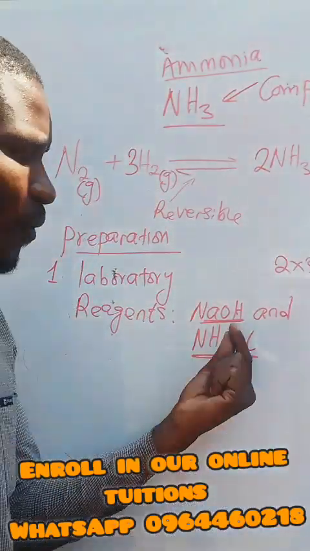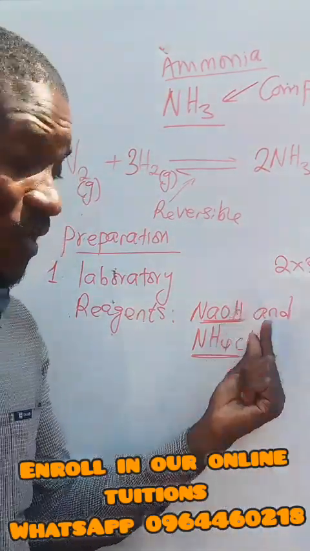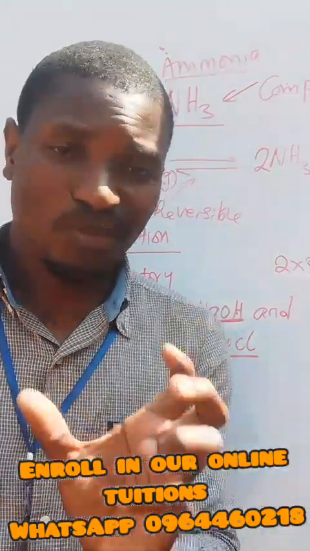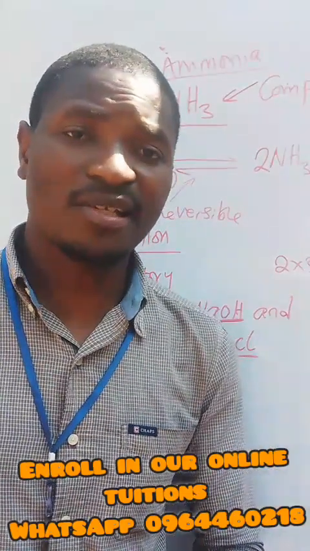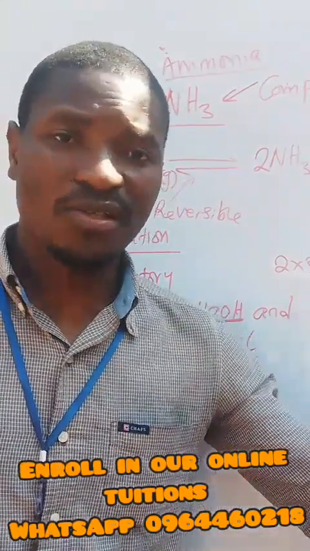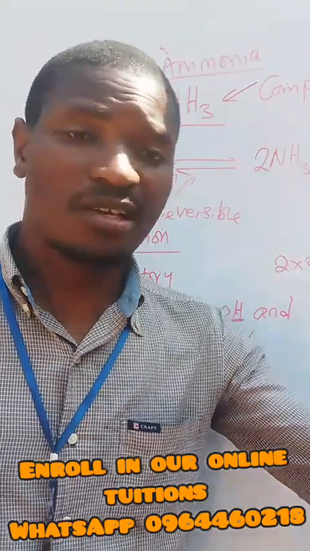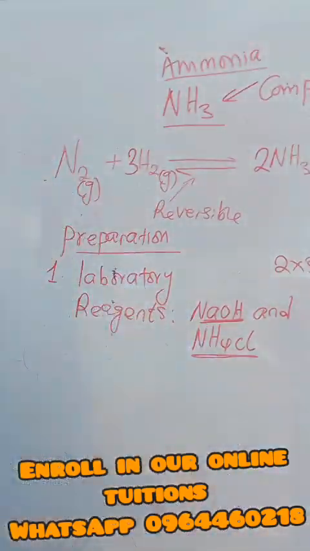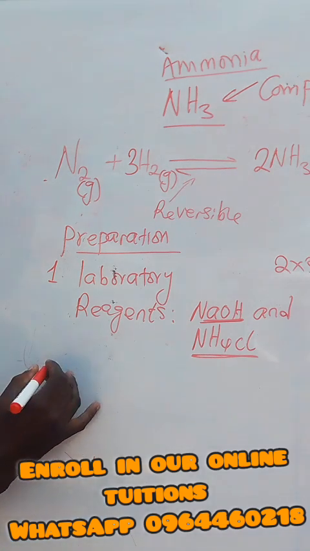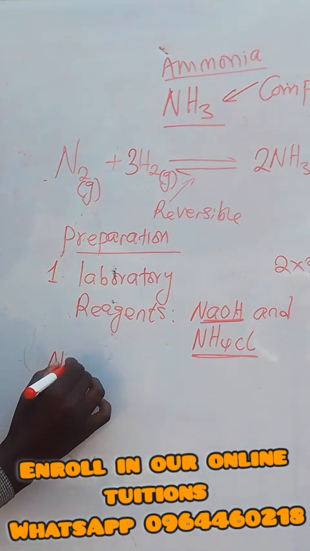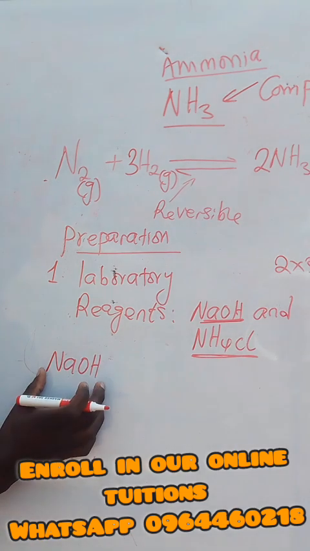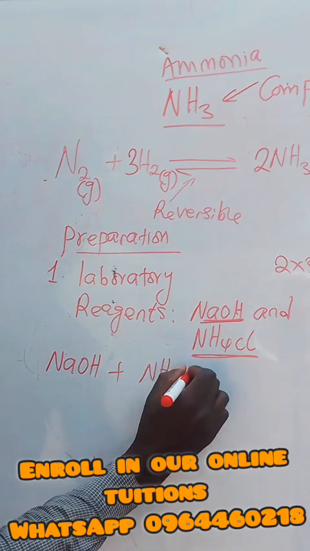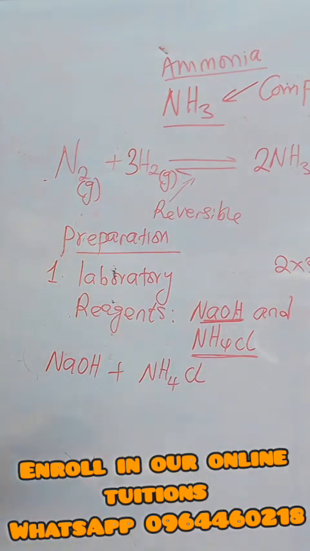So we have to combine these two reagents. Now remember, we are not going to get as much ammonia as we can, because ammonia is something that is used in the making of fertilizers, or helps in the agricultural sector as a fertilizer. So what is the equation there? We are going to have sodium hydroxide plus ammonium chloride.